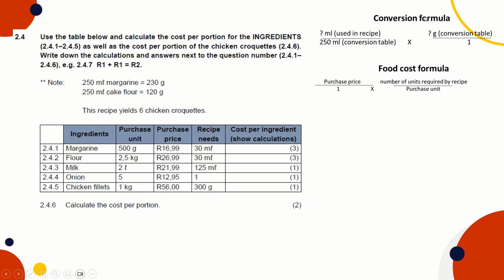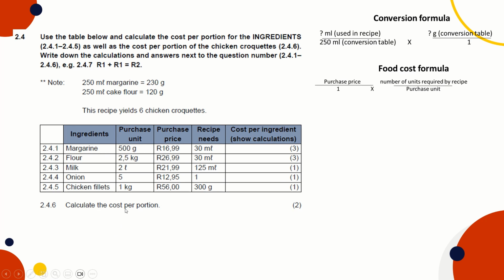The conversion formula I've added here at the top is to ensure that all your units are the same. You can't make use of grams and milliliters in the same calculation. You have to ensure that all your units are the same. And then you need to calculate the cost per ingredient, firstly, of the margarine, the flour, the milk, the onions, and the chicken fillet by making use of this formula. So please make sure that you do write down the formula, the whole calculation process, as well as how you got to your final answer.